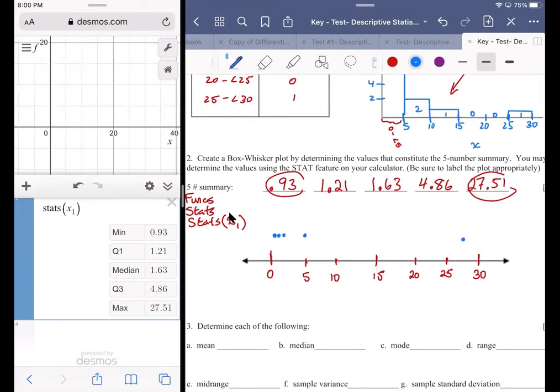Now, a box plot has a box surrounding the middle 3 points.